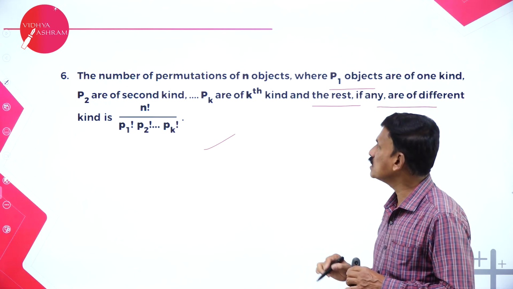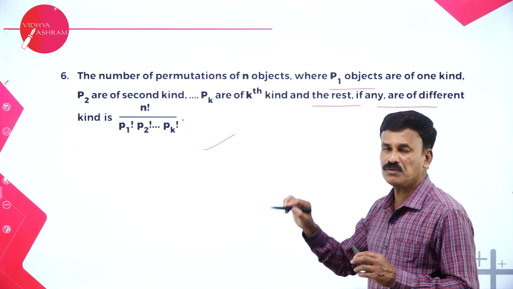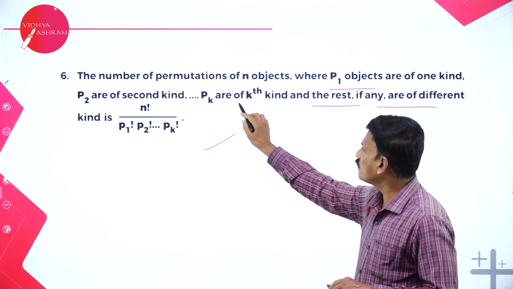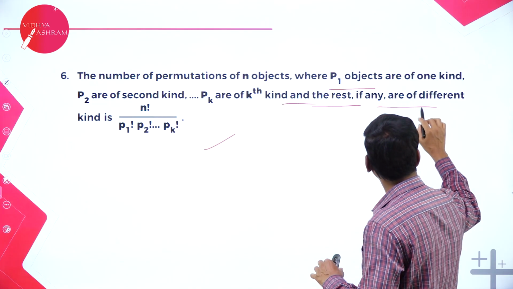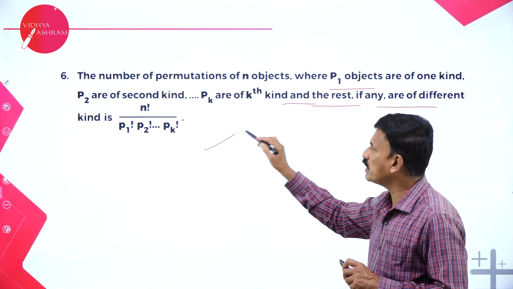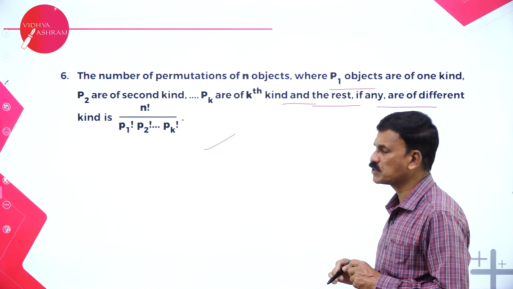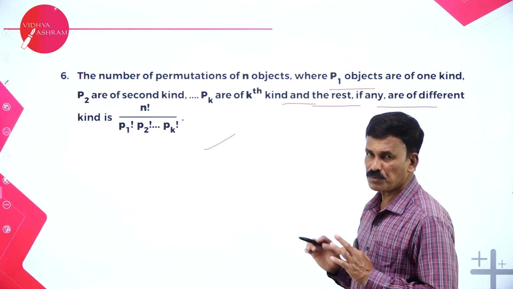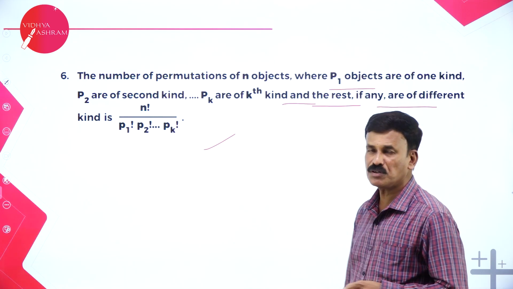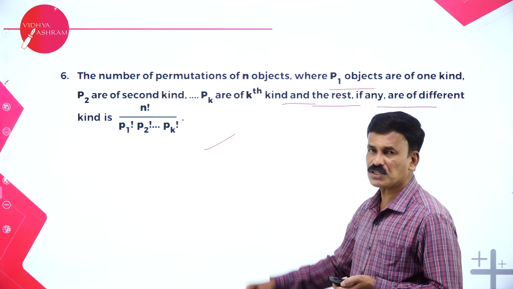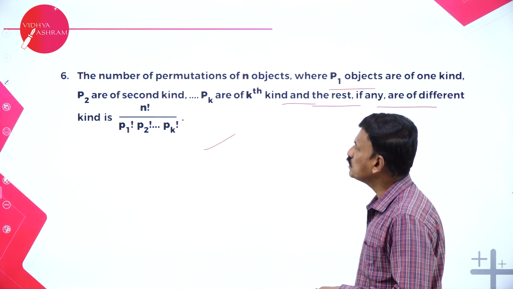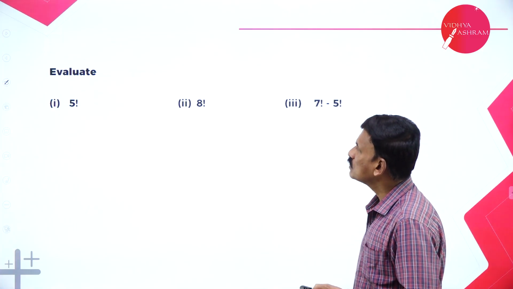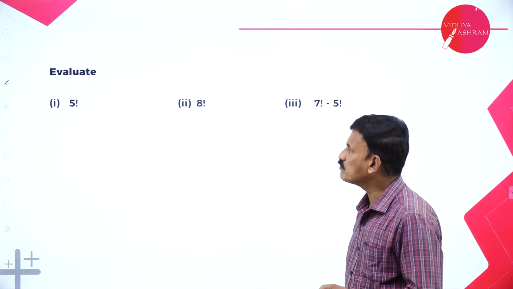The number of permutations of n objects where p1, p2, p3 are of different kinds, then the rest are of kth kind, and the rest, if any, are of different kind is given by n factorial divided by p1 factorial into p2 factorial into p3 factorial, right? So that means the number of permutations of n objects of different kinds p1, p2, p3 etc. is given by n factorial divided by p1 factorial into p2 factorial into p3 factorial etc. pk factorial. Now, based on this, let us take few small examples.